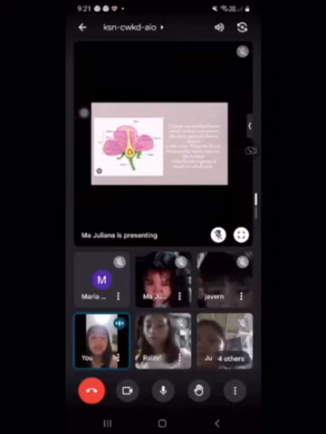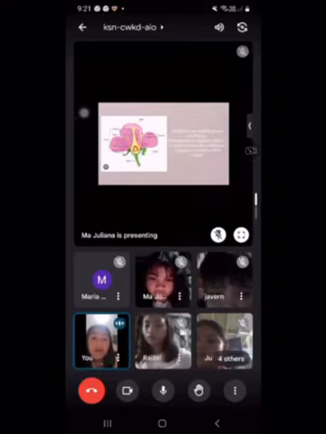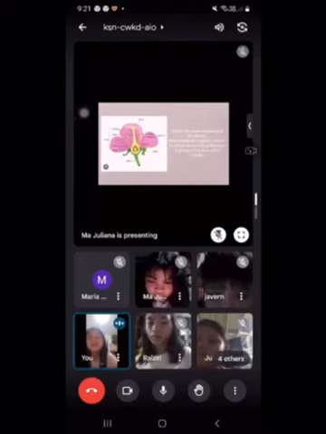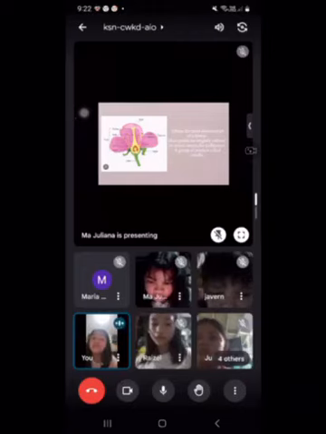Number 3, petals. Petals form the most obvious part of a flower. Most petals are brightly colored to attract insects for pollination. A group of petals is called corolla.